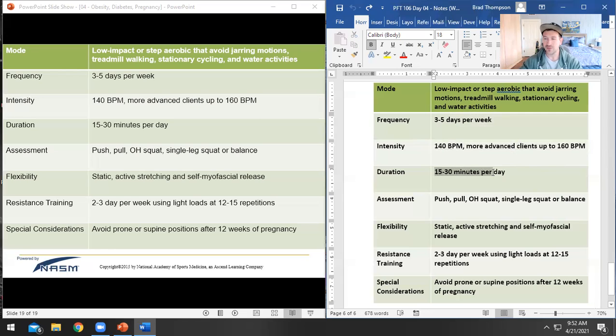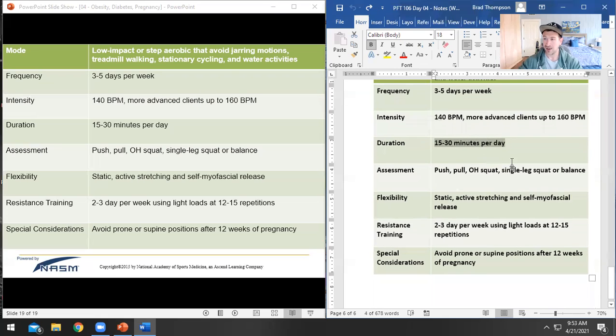Duration is probably anywhere from 15 to 30 minutes per day. We're probably not doing a full 60-minute session. Not that you can't, it's just that it gets uncomfortable. We know another thing that tends to happen is fluid retention in our pregnant clients. And so a lot of times we'll see feet swelling and things like that, which can be very uncomfortable. So after about 60 minutes, that can get rough. So if we can keep our workout sessions to maybe 15 to 30 minutes, it'll be a lot more comfortable for our client. They're a lot more likely to adhere to it.